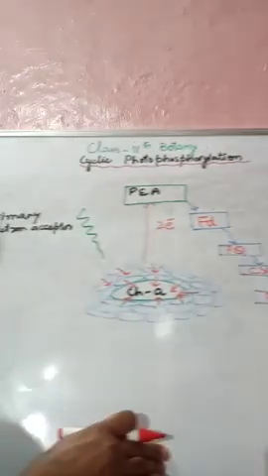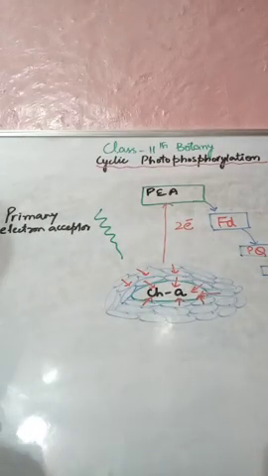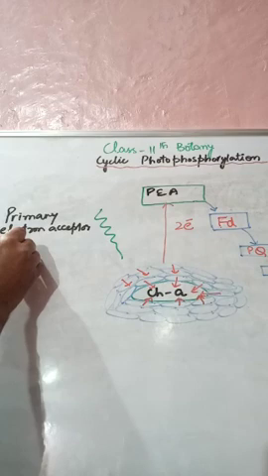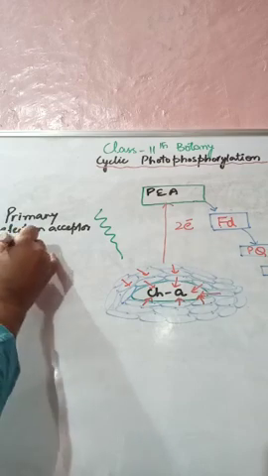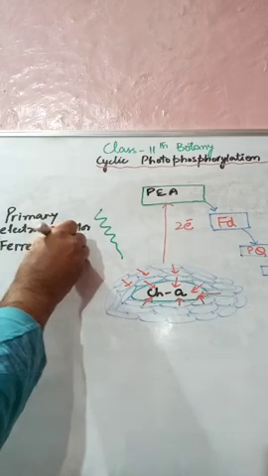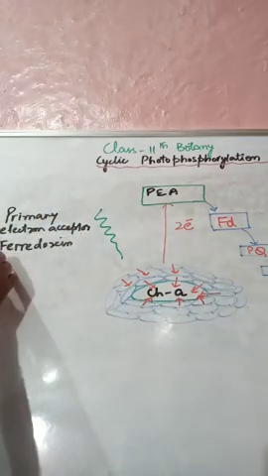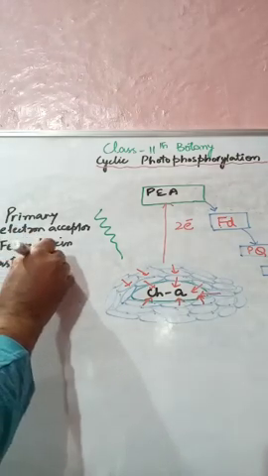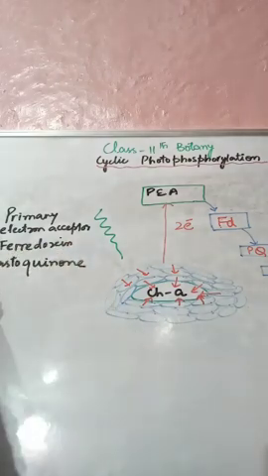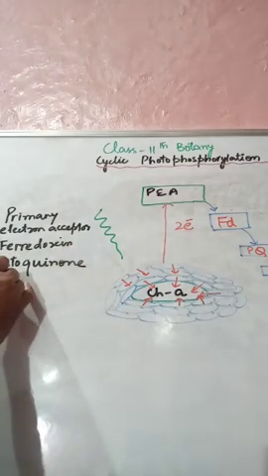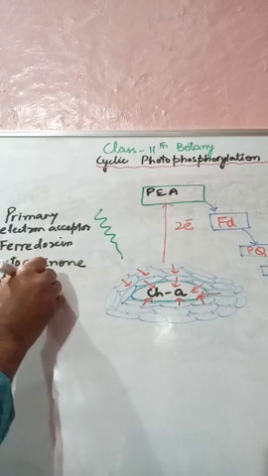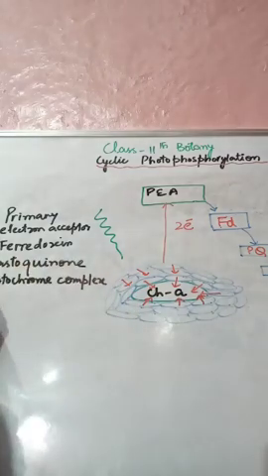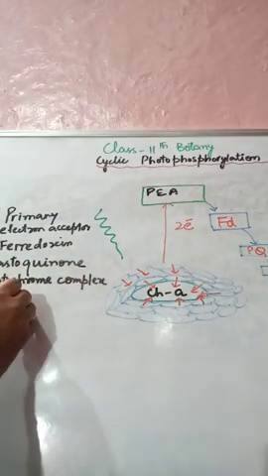I will write here the abbreviated forms, then it becomes somewhat easier. FD, that is ferredoxin. Then we have PQ, which is plastoquinone. Then we have CY, which is the cytochrome complex. Then we have this PC, this is plastocyanin.